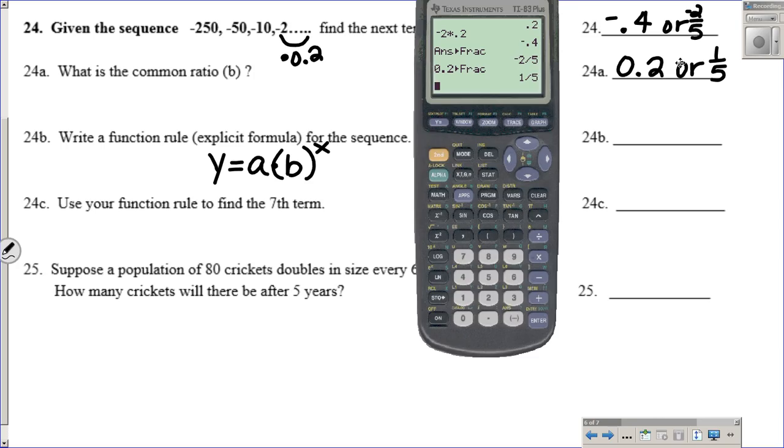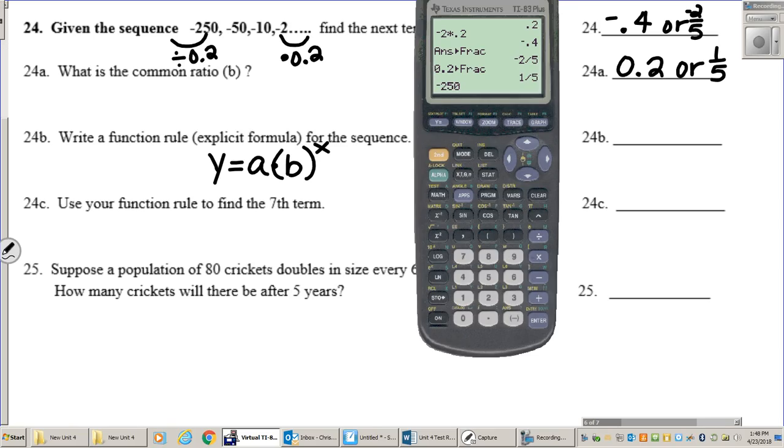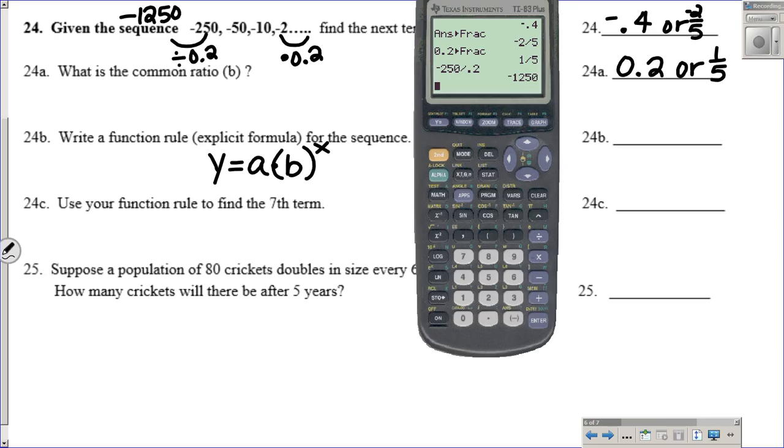So the only information we're missing is the zero term. So if you look back, our first term is negative 250. We were multiplying by 0.2. So if we work backwards, we will divide by 0.2. So jump back on your calculators. Negative 250 divided by 2/10. And that gives me negative 1,250. That's going to play the role as your A value in this equation. So our equation is going to be y equals negative 1,250 times 0.2, or you could have 1/5 here, raised to the x power.